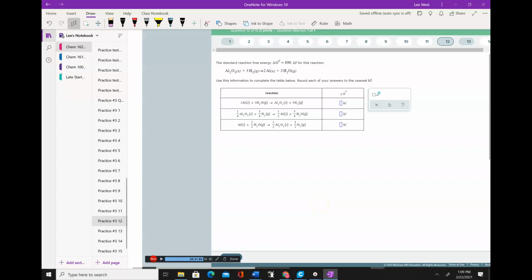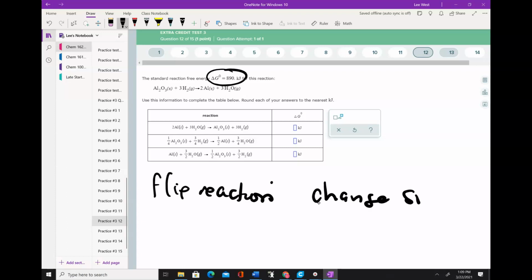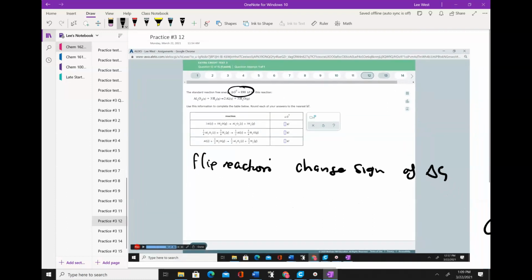Okay, it says the standard reaction free energy, delta G naught, equals 890 kilojoules for this reaction. So it's 1 mole of aluminum oxide plus 3 moles of hydrogen gives 2 moles of aluminum and 3 moles of water vapor. So when we're looking at delta G's and we've got these different kinds of things, there's a couple of things to remember. If you flip your reaction, you have to change the sign of delta G.